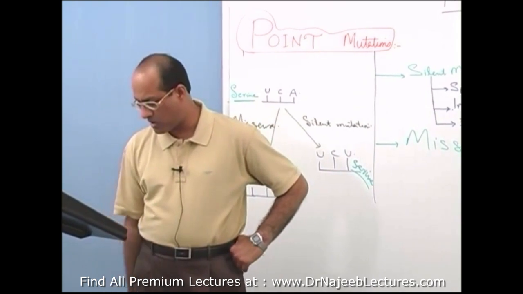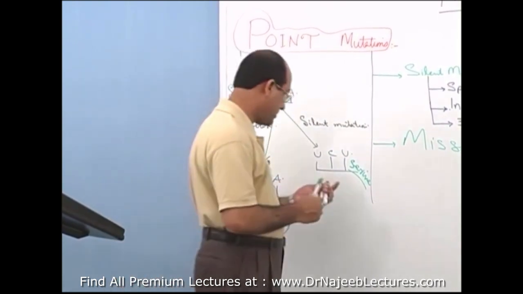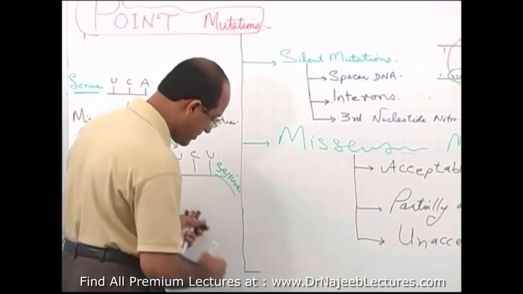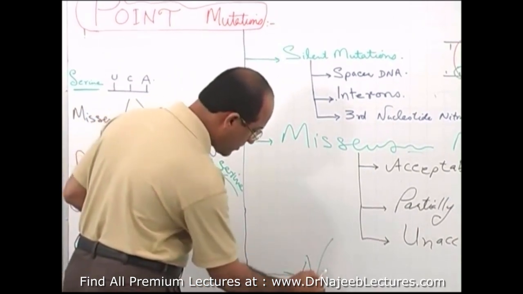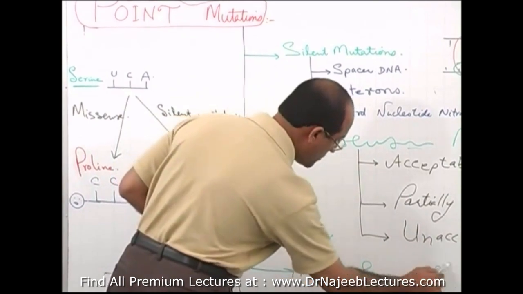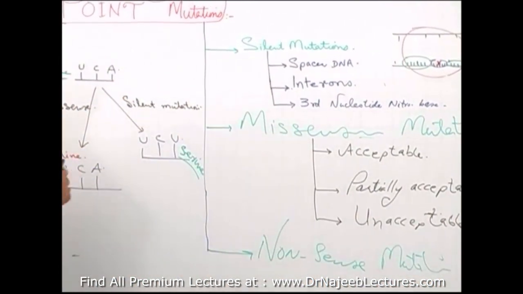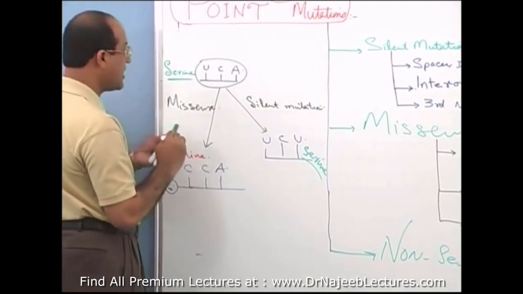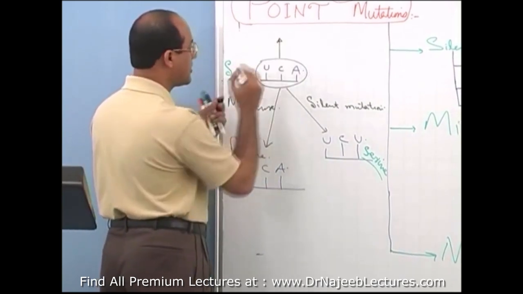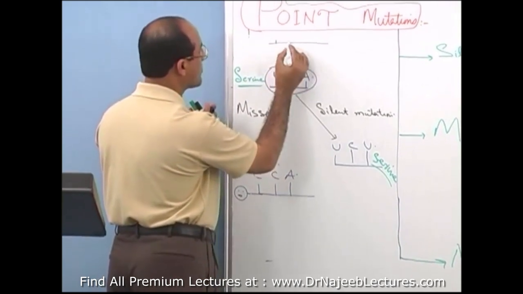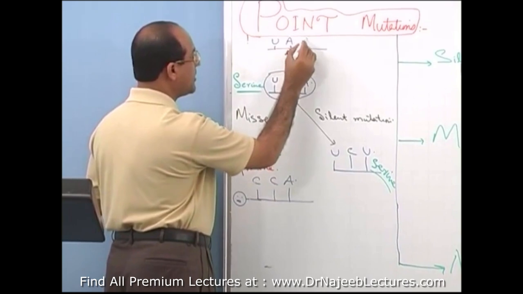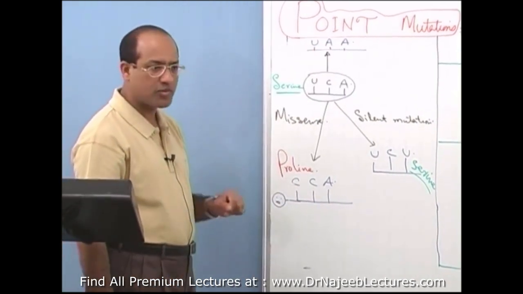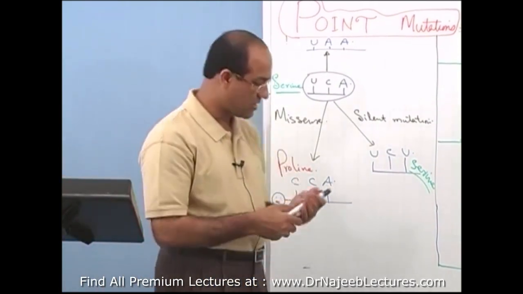After that, there is one more type of mutation, that is nonsense mutation. We call it nonsense mutation. Let me tell you what is nonsense mutation. Let's suppose the same serine coding codon is altered, and it is altered in such a way that it converts into UAA. UAA means you are away. It means this is what type of codon here? Stop codon. Right?